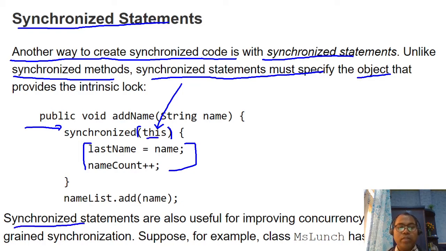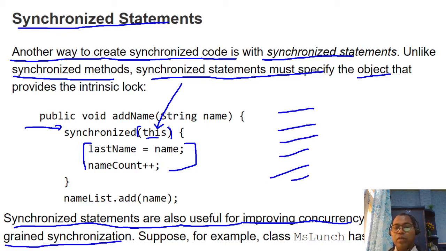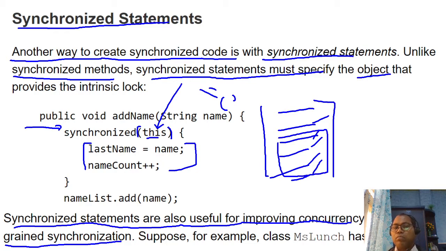So synchronized statements are also useful for improving concurrency with fine-grained synchronization. Suppose your method has 100 lines of code. If you apply synchronization at the method level, all the code is in a single-thread access, but maybe for a part of this code it is not needed, and multiple threads could access it. So if you still apply it at the method level, you are restricting access to your non-critical section as well.